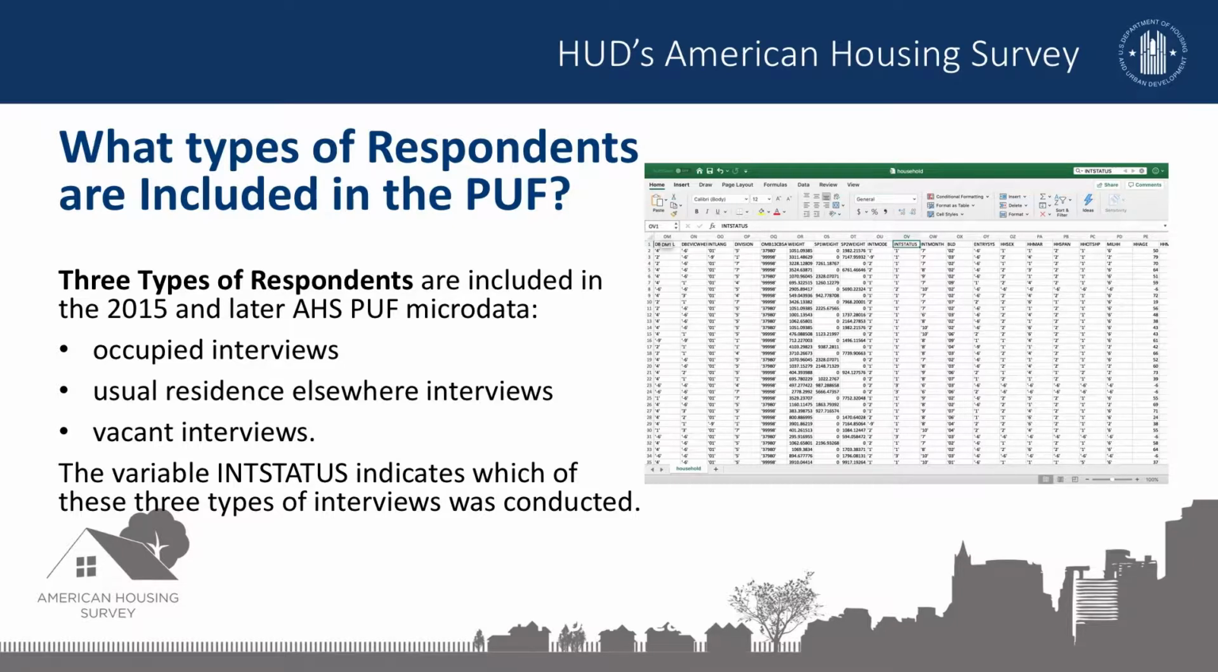Unlike some prior year PUF microdata, the 2015 and later AHS PUF does not include non-interviews, where a respondent refused the interview or could not be contacted, where a housing unit was currently not habitable but could be habitable in a future year, or where a housing unit was demolished or destroyed.